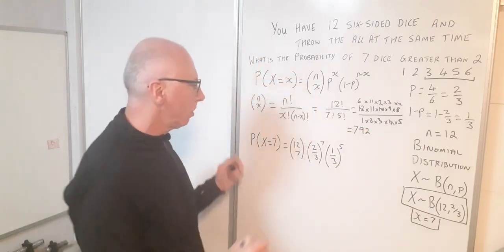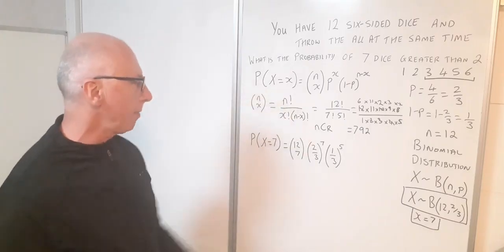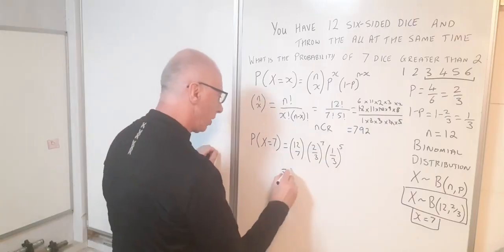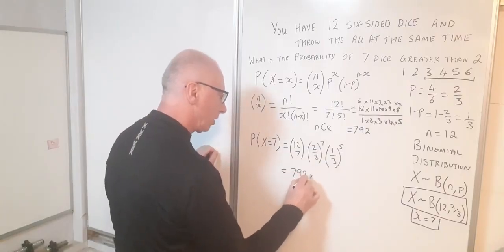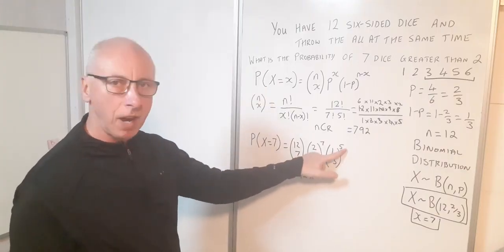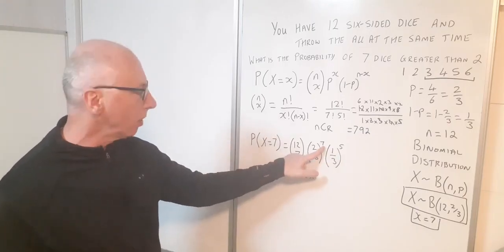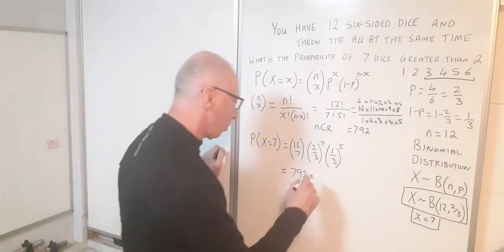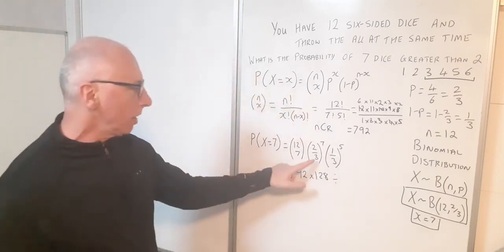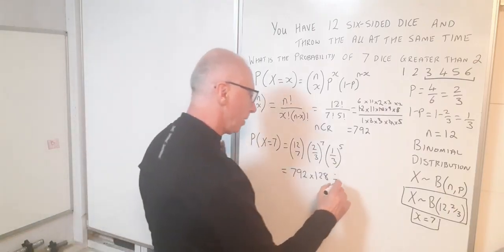You can type this into your calculator as well with the n choose r function. So now my building blocks for this are nearly done. Now I've got 792 times, and there's a nice easy way we could write this. 1 to the power of 5 is just 1, so nothing to write. But I've got 2 to the power of 7, which I can calculate: 2 to the power of 7 is 128. And then divide that by 3 to the power of 7 and 3 to the power of 5 multiplied together, which is 3 to the power of 12.